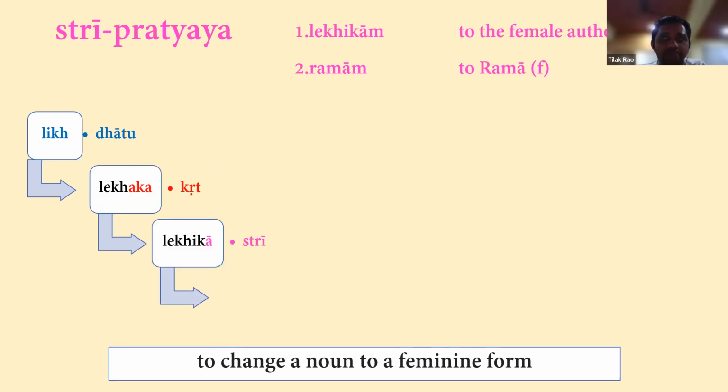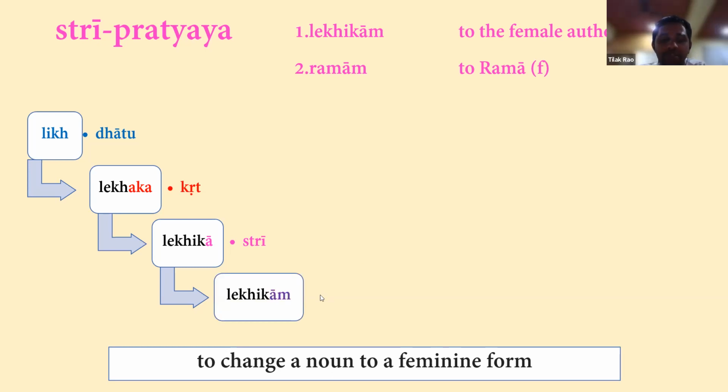So by adding a stri pratyaya, lekhika, we will get a feminine form. Lekhakaha is a pullinga, masculine form, and lekhika is a feminine form. So to get a feminine form, one more pratyaya is added here. By adding that pratyaya, we are getting the feminine form. These pratyayas, by adding which we get a feminine form, are called stri pratyayas.